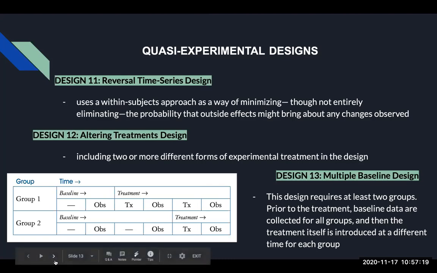And then design 13, multiple baseline design. This design requires at least 2 groups. Prior to the treatment, baseline data is collected for all the groups, and then the treatment itself is introduced at different times for each group.